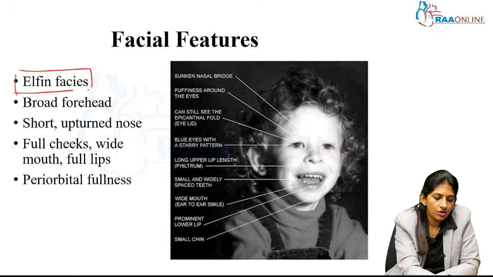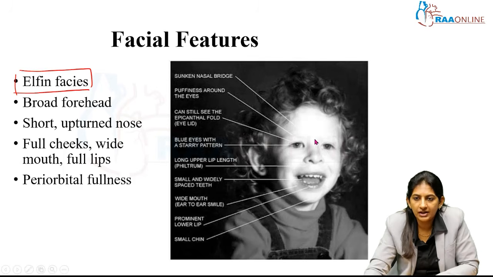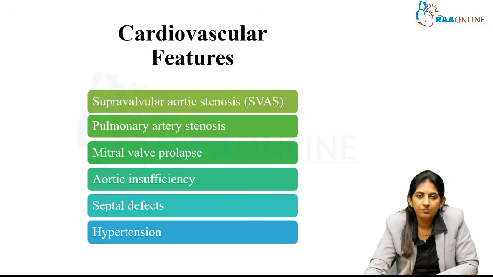So there is a broad face, okay, a broad forehead. There is puffiness around the eyes that you can see here, and the nasal bridge is depressed. There is a long philtrum for these children. There is a wide gap between the teeth, a prominent lower lip, and a small chin. So this is the elfin facies that is typically seen in Williams syndrome.